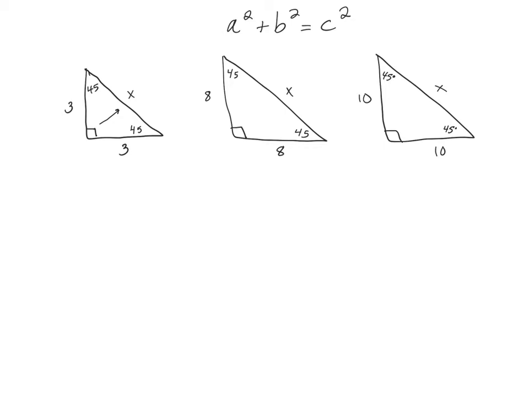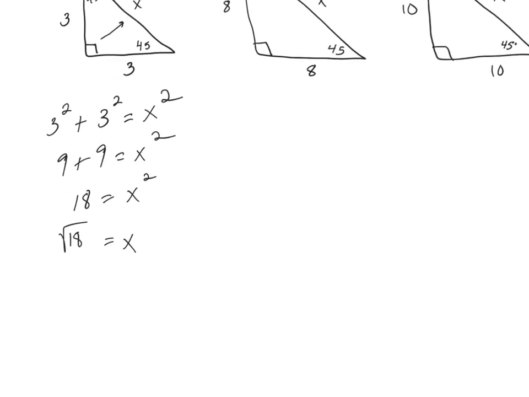So if we take a look at the first one, I'm going to do 3 squared plus 3 squared equals x squared. So that gives me 9 plus 9 equals x squared, or x squared is equal to 18. Now remember, the inverse of squaring a number is to take the square root. So my hypotenuse is equal to the square root of 18.